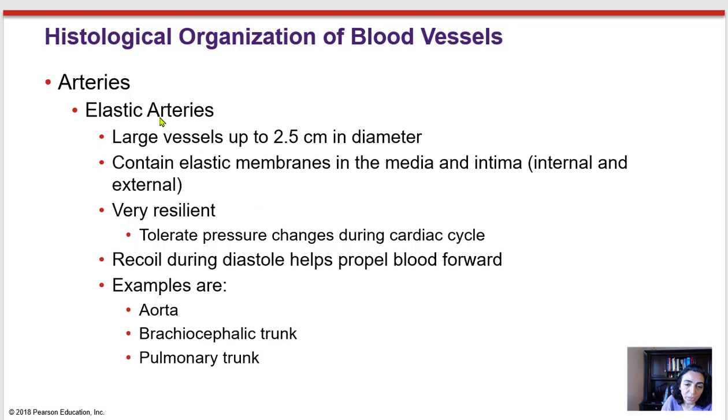As you see, elastic arteries have both the internal and external elastic membranes, besides the 3 basic layers of the intima, media, and adventitia. Now these vessels are very resilient. It means that they tolerate pressure changes during the cardiac cycle. And what does that mean?